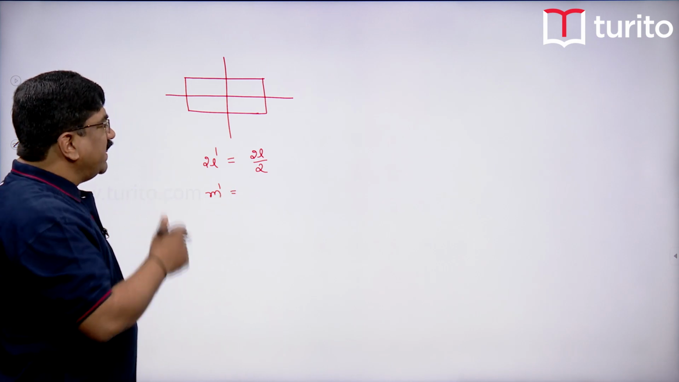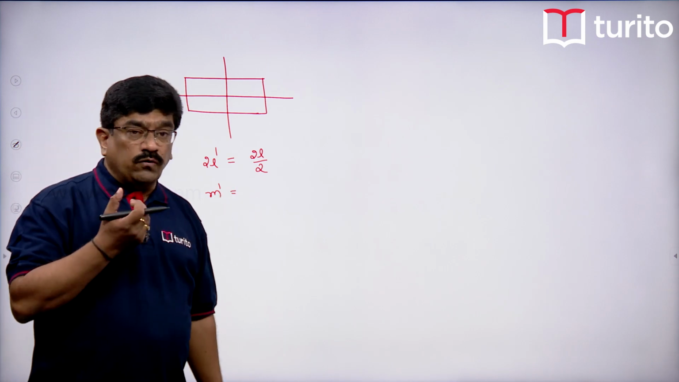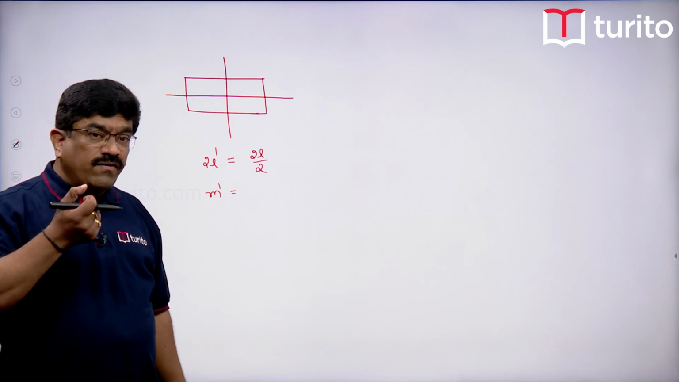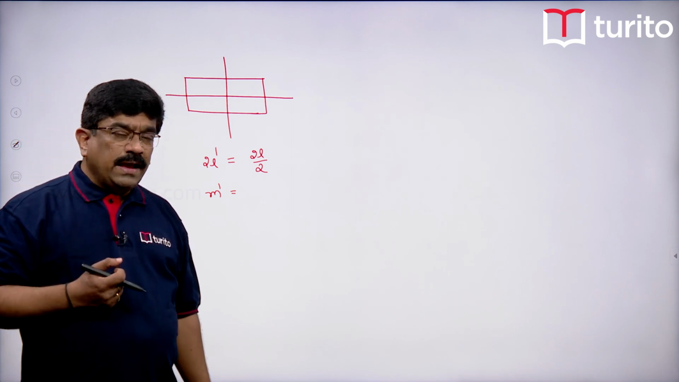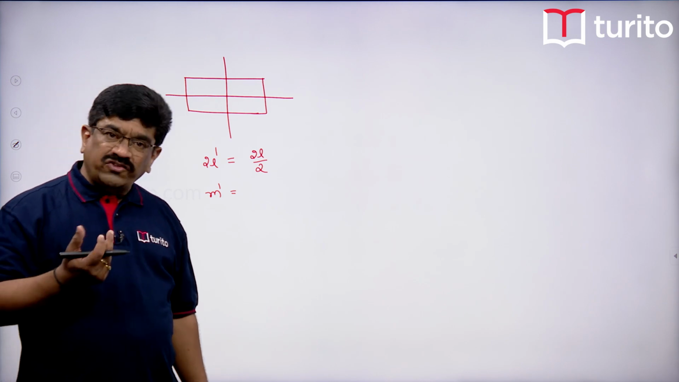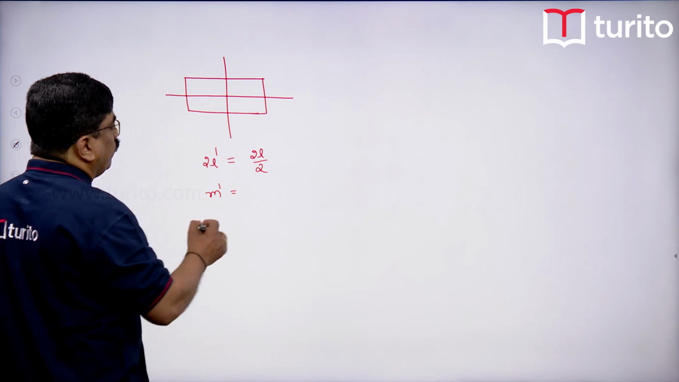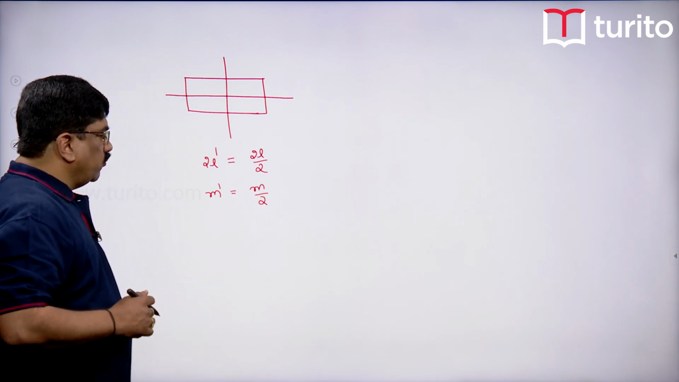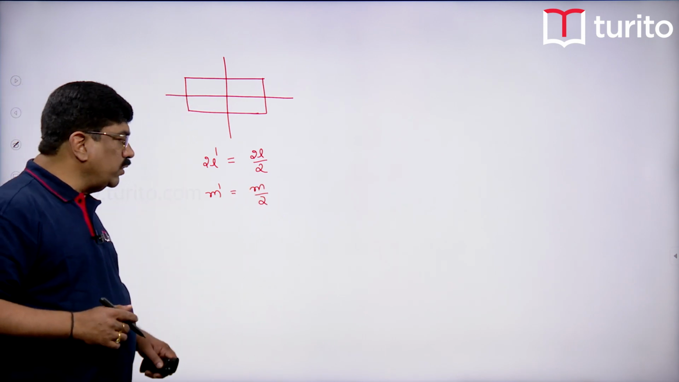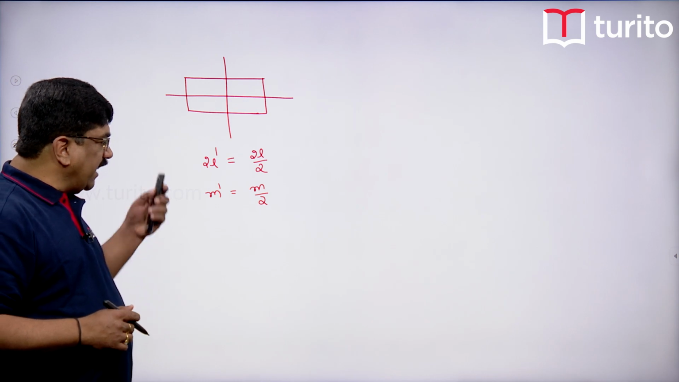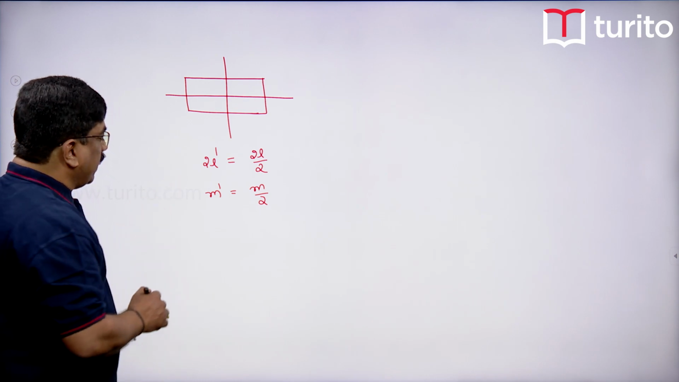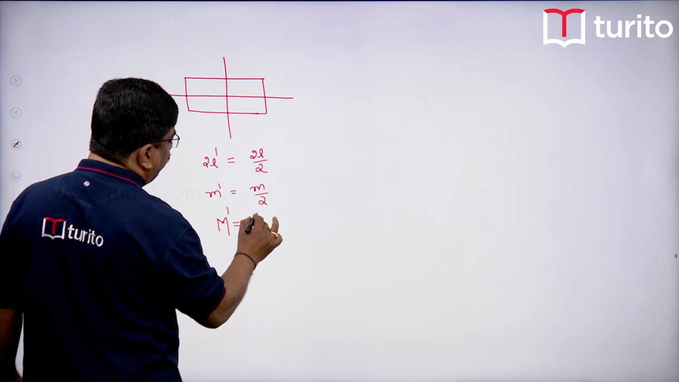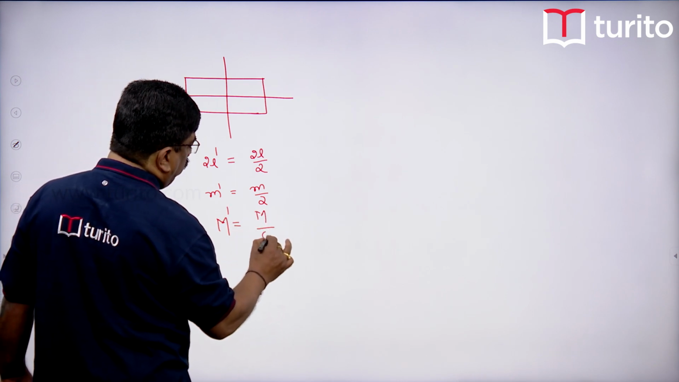Here we can easily understand, when we cut into 4 equal pieces like this, width of each piece is half of the original magnet. As width becomes half, pole strength also becomes half. Therefore, M dash is equal to M by 2. So, here length becomes half, pole strength becomes half. As both become half, then for each small piece magnetic moment M dash is equal to M by 4.